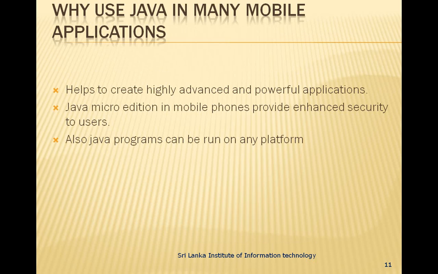Do you know why we use Java in many mobile applications? Let's see it in this slide. Java helps to create highly advanced and powerful applications, and Java Micro Edition, that is J2ME, in mobile phones provides enhanced security to users. And also Java programs can be run on any platform.